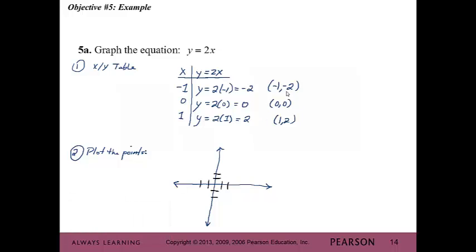So (-1, -2). That means if I start at the origin, go 1 to the left, and then down 2. And then (0, 0), well, that's still at the origin. And then (1, 2): 1 to the right, 2 up. Connect your points, extend out your line, and put on arrows. And that is the graph for y equals 2x.